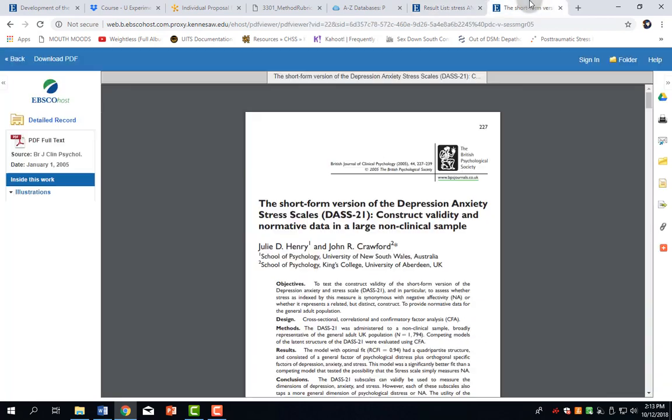So it took a little looking, but I did find this one. This is one that I've used before. It's the Depression, Anxiety, and Stress Scales. And notice how the title talks about the construct validity and normative data. So again, that's how I know that they're developing a new measure. And that this is a scale that looks at depression, anxiety, and stress. So I can pull out just the stress subscale.